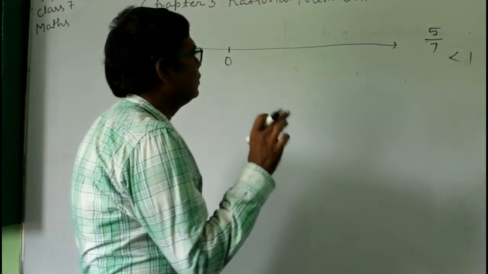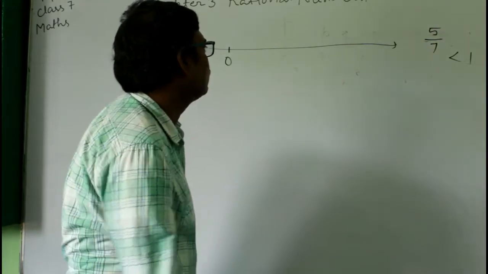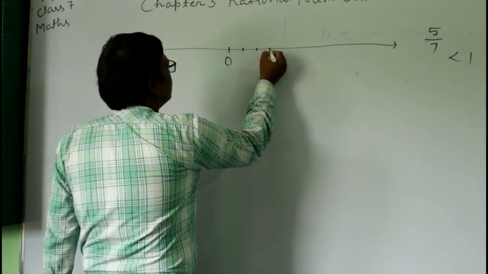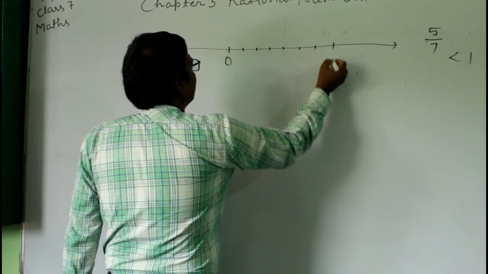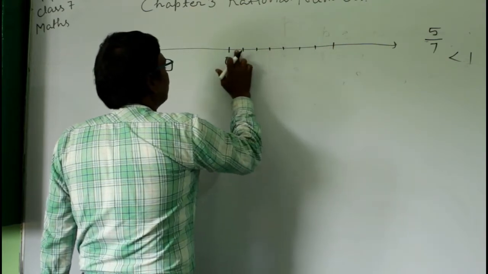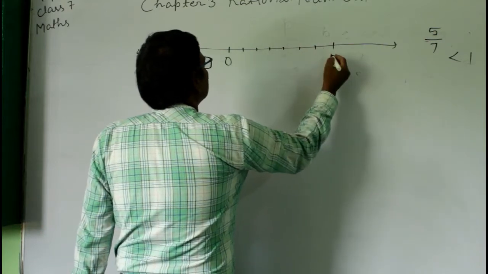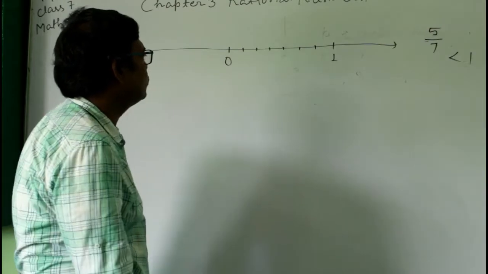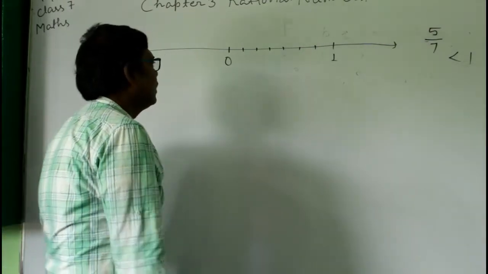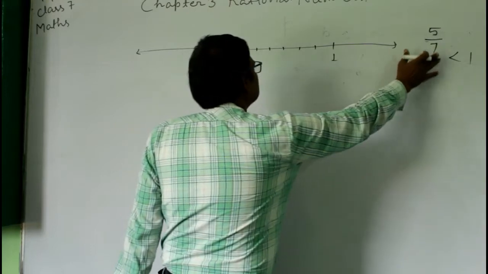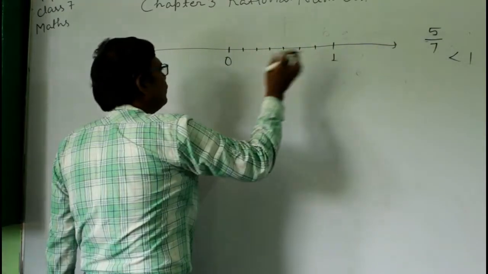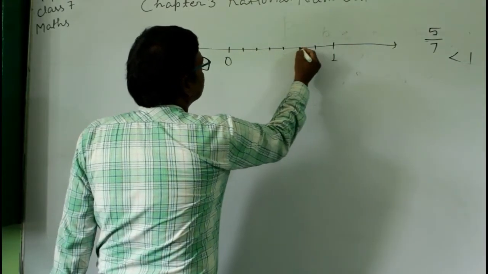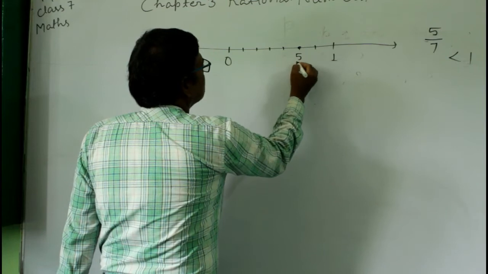So divide this 0 to 1 part into 7 equal parts. Here I will divide it: 1, 2, 3, 4, 5, 6, 7. So here you have 7 parts, and write 1 here. Now we have divided this segment into 7 equal parts. Where will this number be? It will be at 1, 2, 3, 4, 5. That is, this point will be the number 5 by 7.